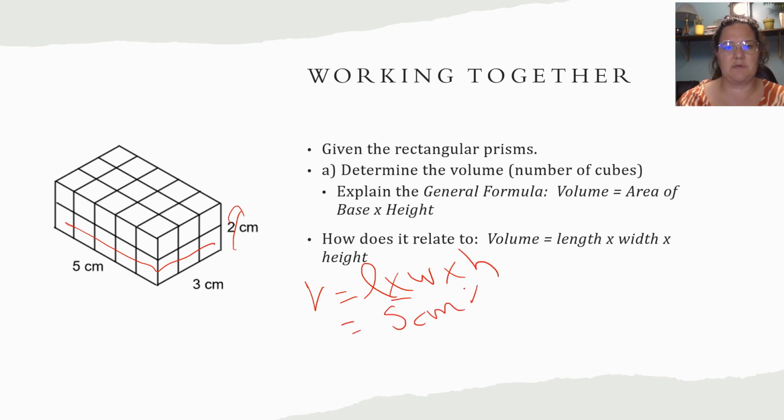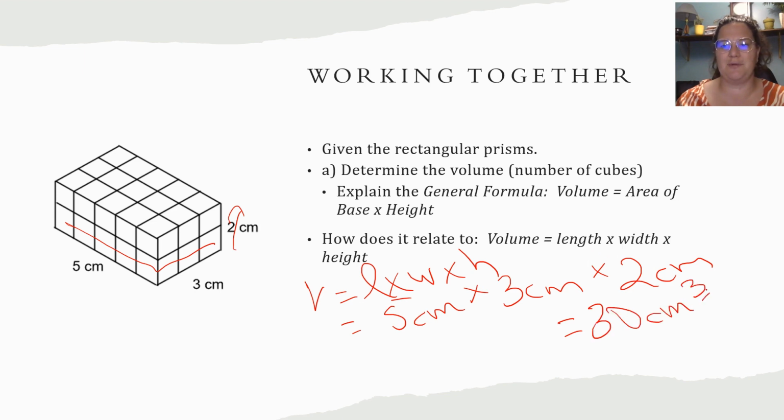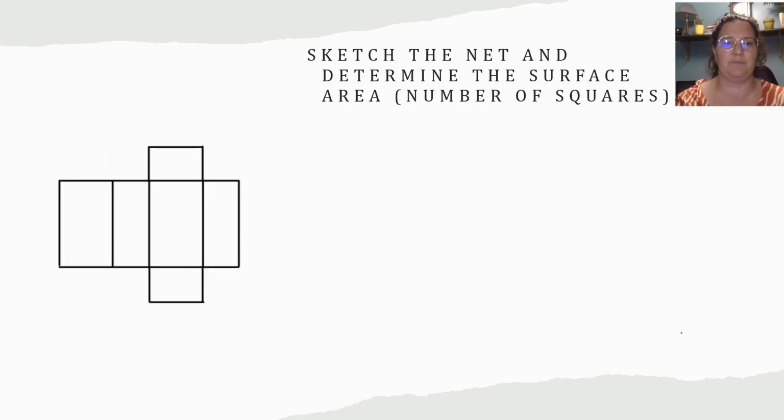5 centimeters times 3 centimeters, and it does not matter what you associate the 5 and the 3 with. You could have them switched if you'd like, multiplied by 2 centimeters. And this gives us a total volume of 30 centimeters cubed. Now note, from surface area, we're changing that to a 3 up there instead of a 2 for cubed volume.